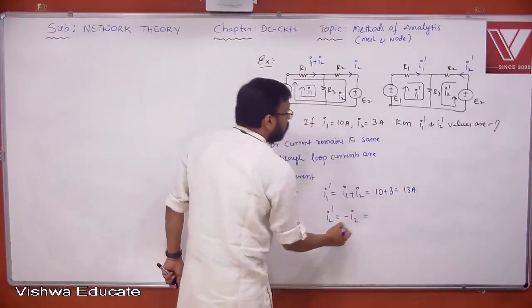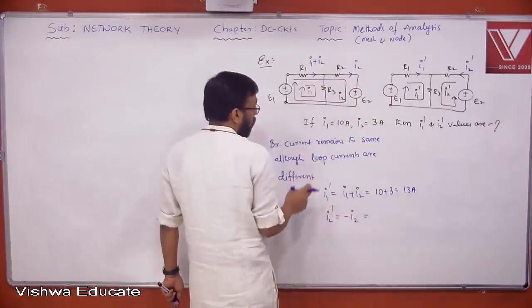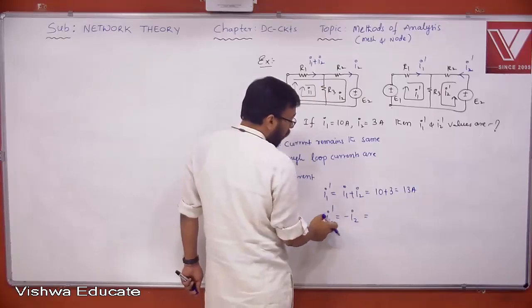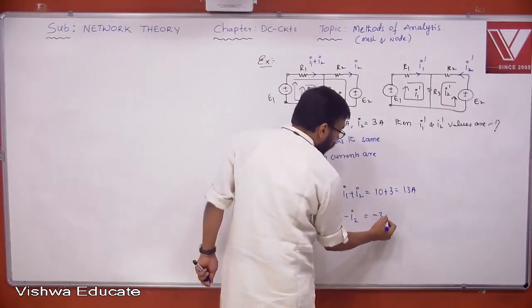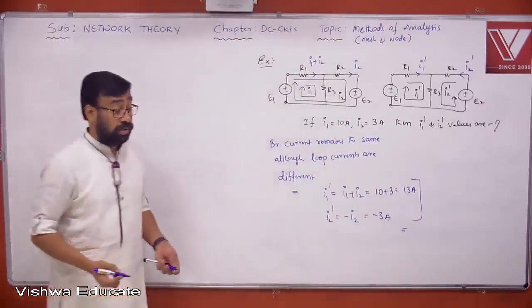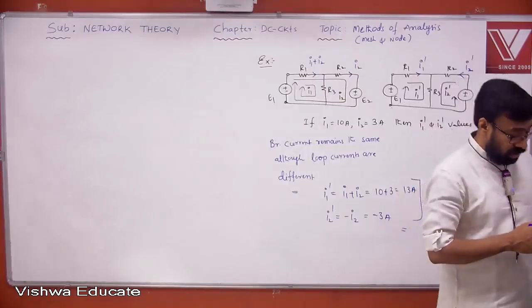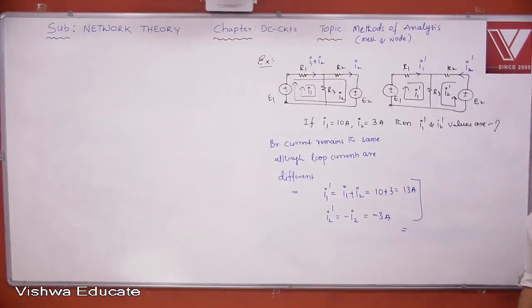What about this? I1 dash is equal to I1 plus I2. I1 is how much? 10 amperes. I2 is how much? 3 ampere. Now here I2 dash is equal to minus I2, which is minus 3 ampere. I hope you understand the point. Like this, sometimes the question may be asked. With different loop currents selection, you may get such questions. Note on that: although loop currents are different, the branch currents remain the same.